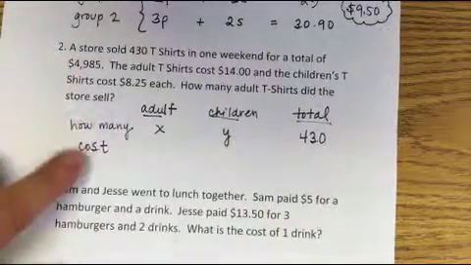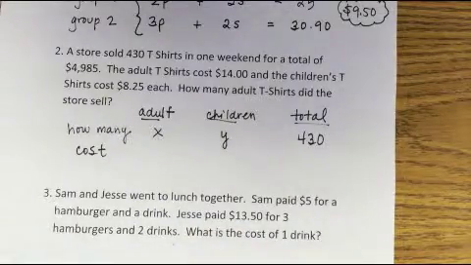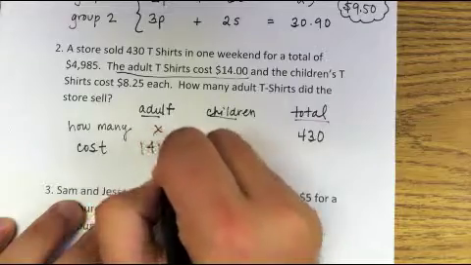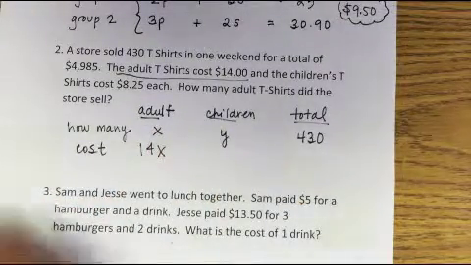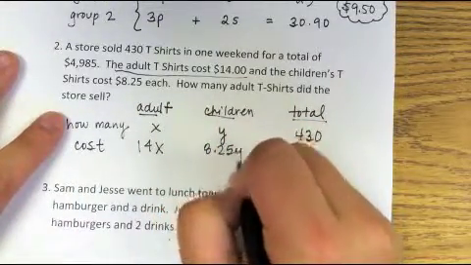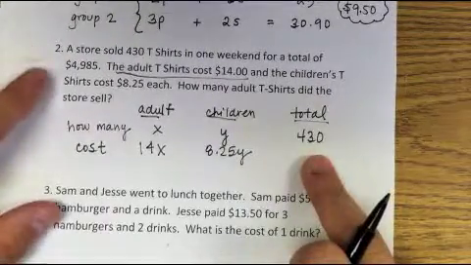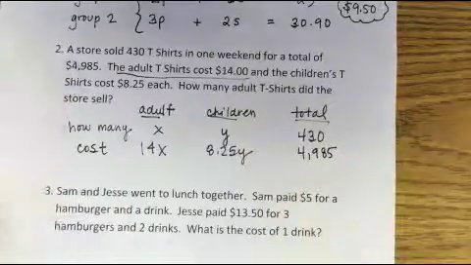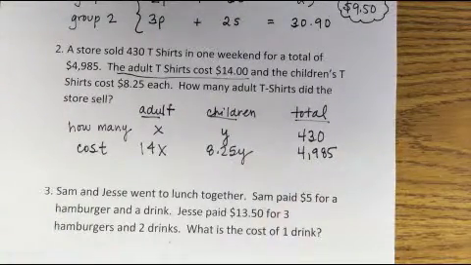Okay, now let's talk about cost. Did they tell you how much an adult t-shirt cost? Yes, they did. It's right here. $14. So I'm going to call that 14X. Okay, did they tell you how much children's cost? Right here, $8.25. So 8.25Y. And how much money did they make total? Right here, $4,985. Okay, that's the hardest part of this whole thing, is trying to get the system set up.